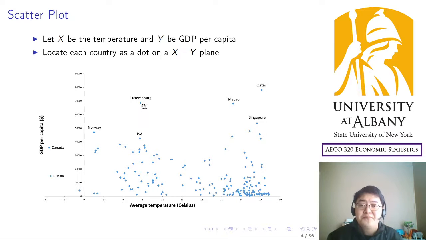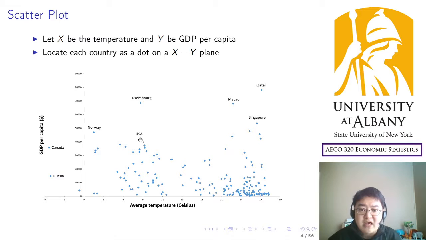Then you can locate each country somewhere on this plane. For example, Qatar has very warm weather, with an average of about 27 something, and is very rich. GDP per capita is about 80,000 something. So the location of Qatar is here.